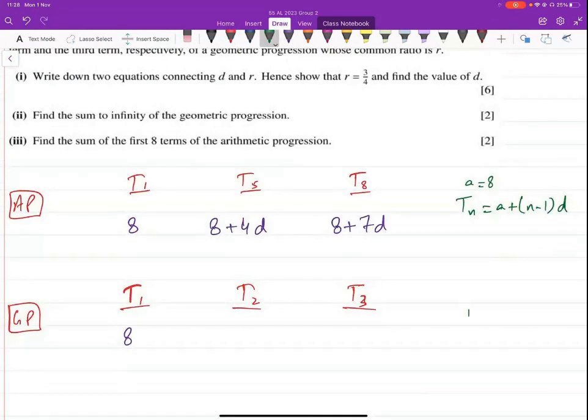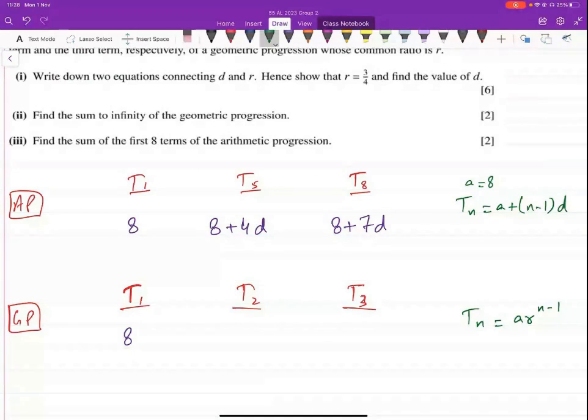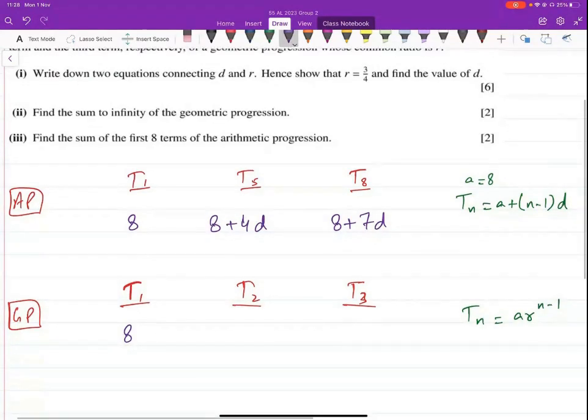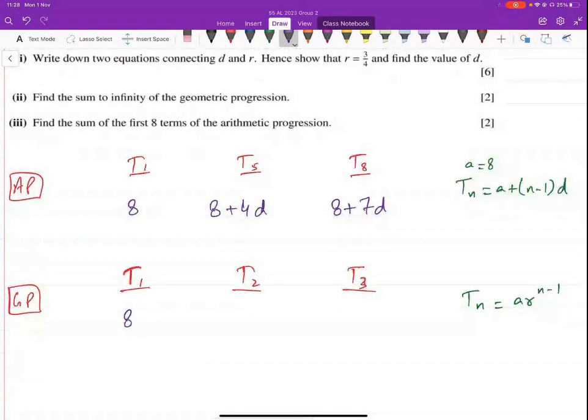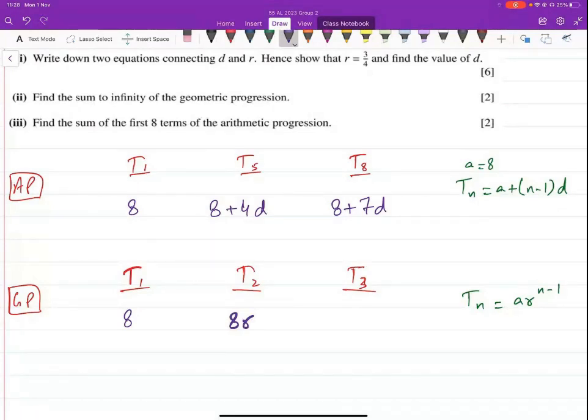What about the term formula for this? AR raised to power n minus 1. So the second term is going to be 8, that's A, our first term, into R raised to power n minus 1, which is 2 minus 1, so that's just R. What about the third term? That's 8R raised to power 3 minus 1, which is 8R squared. These are the three terms of the GP. And now we know that they were equivalent.